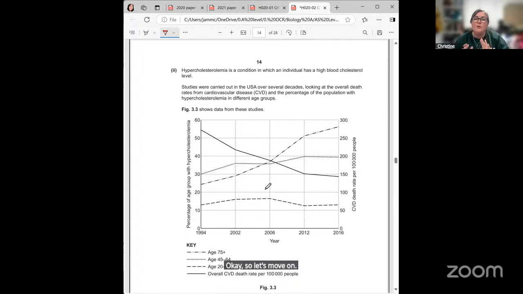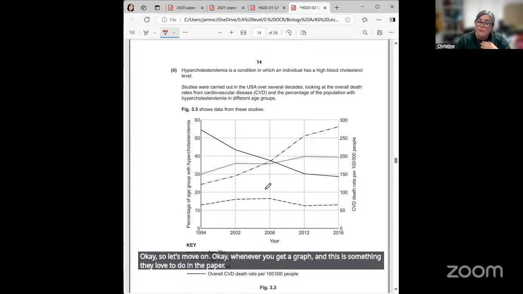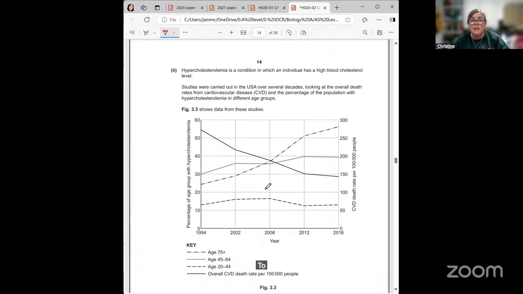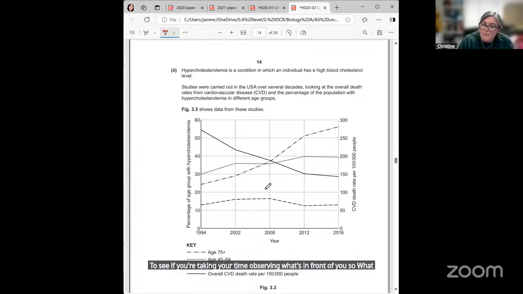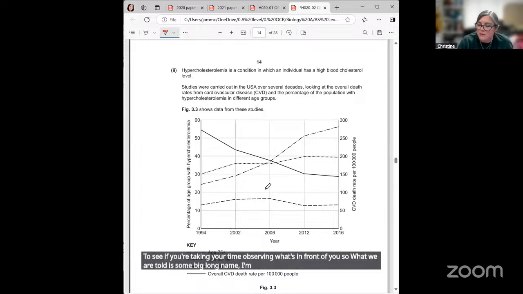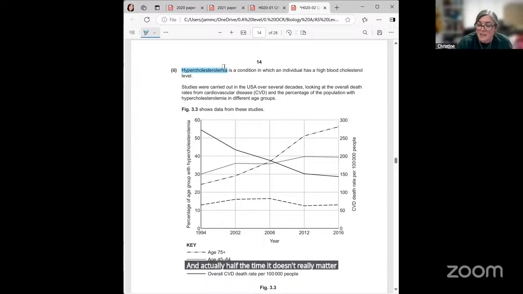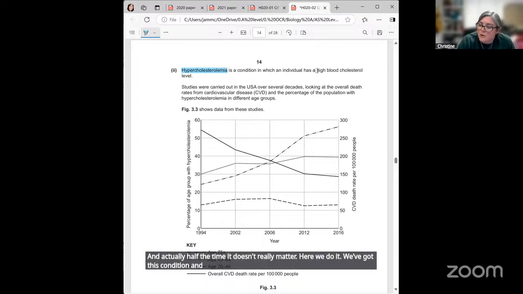Whenever you get a graph, and this is something they love to do in the paper, they love to try and confuse students by giving you two different scales. They'll never ask you to draw two different scales, but what they could do is give you a graph with two different scales to see if you're taking your time observing what's in front of you. So what we are told is some big long name that I'm not even going to try and say out loud because I say things all back to front. And actually half the time it doesn't really matter. Here we've got this condition, and this condition is going to cause high blood pressure and high blood cholesterol levels in the person.